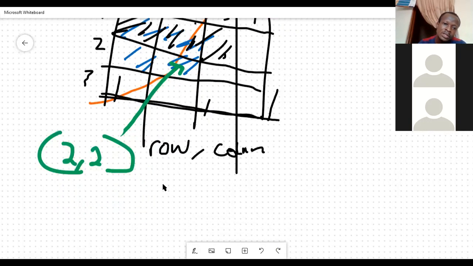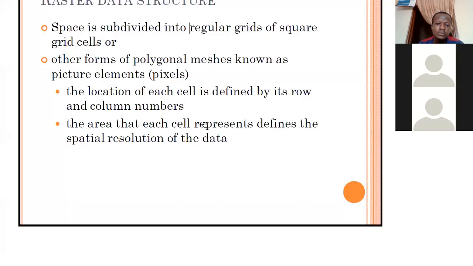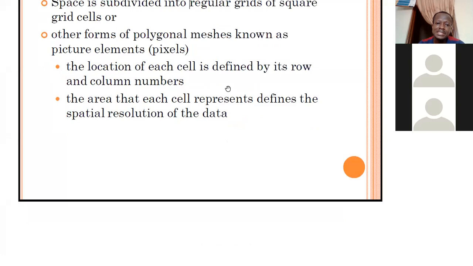Attendance. Okay, so now we can define every single square, the gray squares, by their row and column number as in a matrix. All right, so let's go back to our slide again. Now the area that each cell represents defines the spatial resolution of the data. In other words, spatial resolution has something to do with the accuracy with which we are representing the object. That is spatial resolution.